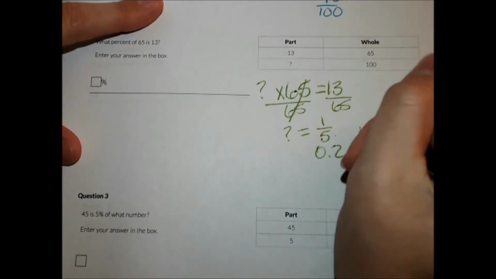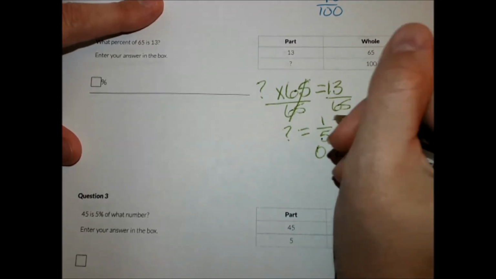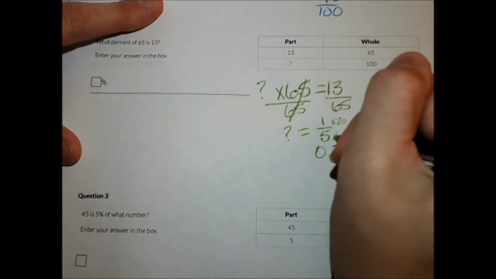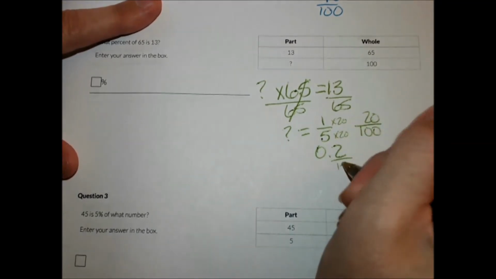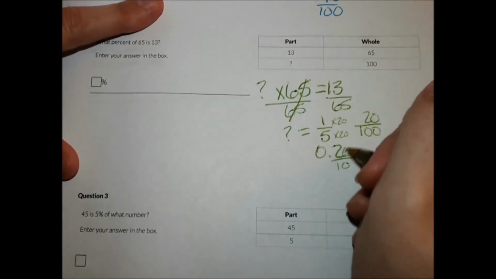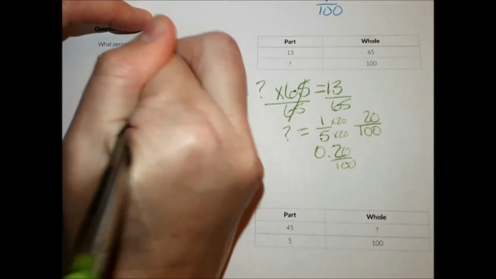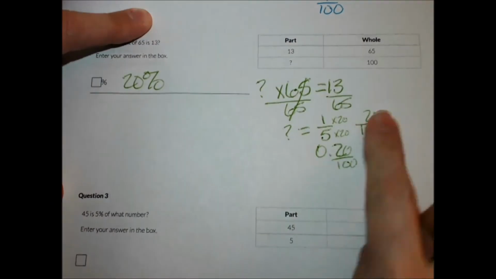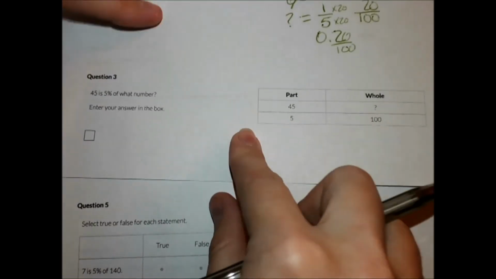What can I multiply 5 by to get 100? I would multiply by 20, so I'd have to multiply by 20 on the top. Notice this is the same thing. This would be 2 over 10 or 20 over 100. So this would give you 20%. These are the same thing. You just need to be able to recognize both ways. Okay, number 3.